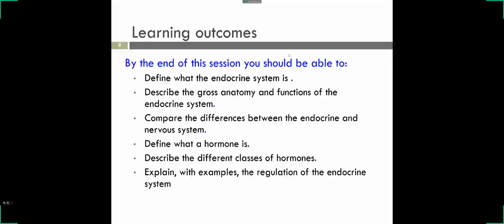So for today, I would like it if, at the end of this series of lectures, you were able to define what the endocrine system is, describe the gross anatomy and functions of the endocrine system, compare the endocrine system to the nervous system, define what a hormone is, describe the different classes of hormones, give examples, and explain with examples the regulation of the endocrine system. So how does each organ communicate with each other? What is the connection between the 2?